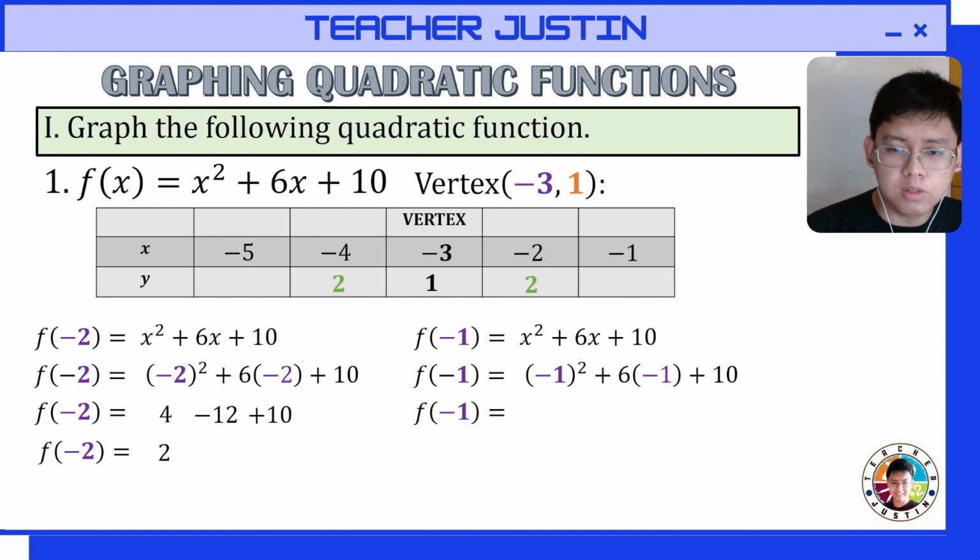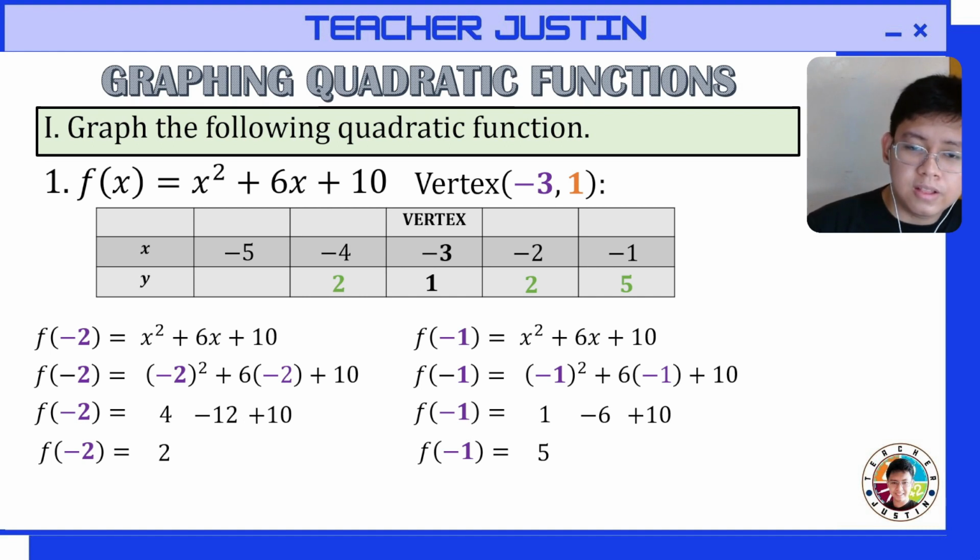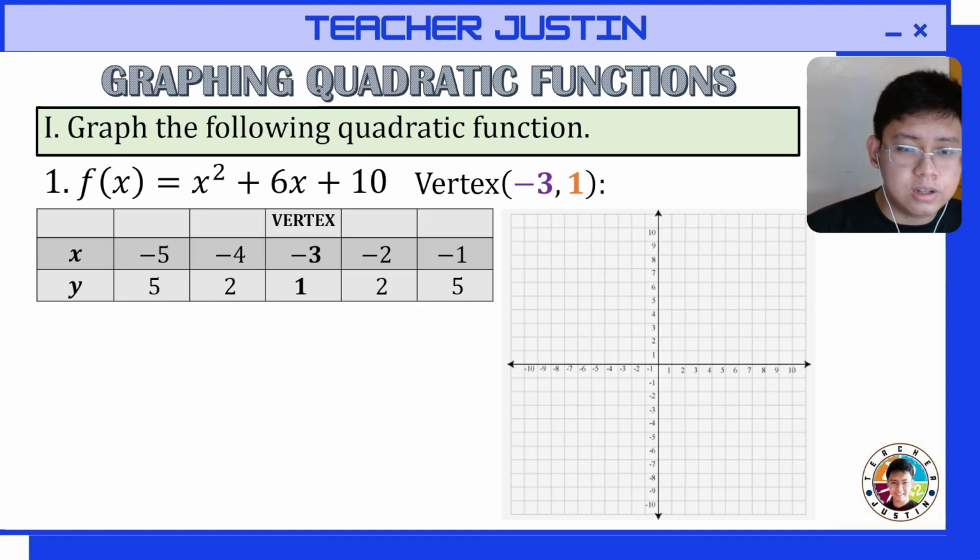So, palitan natin. Let's solve. F of negative 1 will be equal to negative 1 squared is 1. 6 times negative 1 is negative 6. Then, let's add 10. 1 minus 6 plus 10, that will be equal to 5. So, if x is negative 1, our value of y is 5. Now, since symmetrical ulit siya, the partner of negative 1 is negative 5. So, it will have the same value of y. Now, kompleto na yung ating table of values, we can now plot our coordinates.